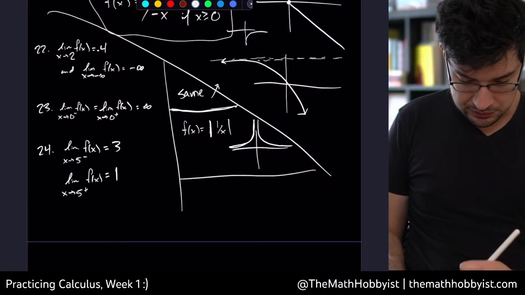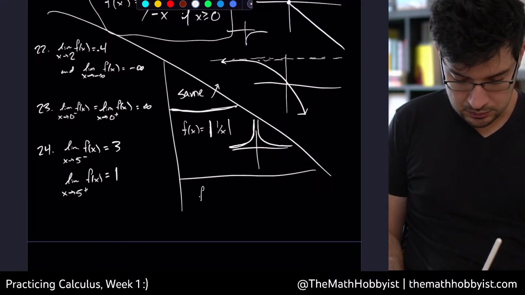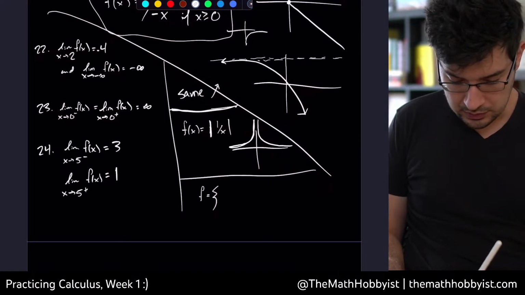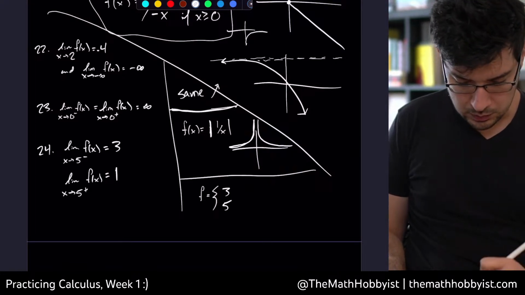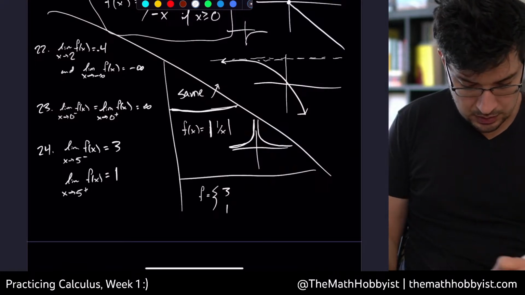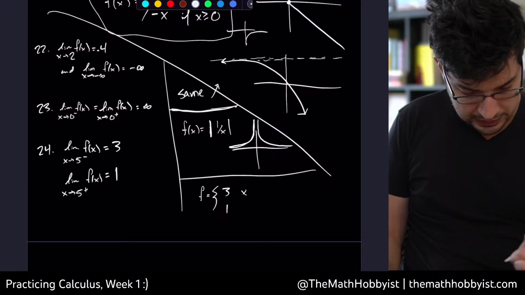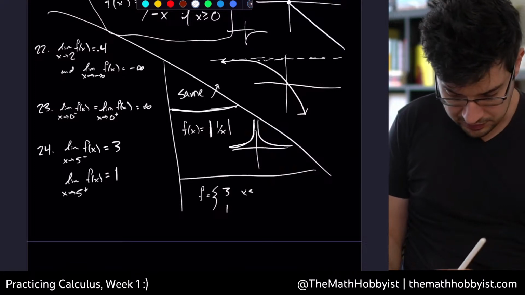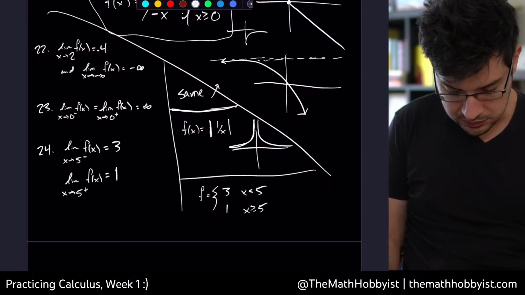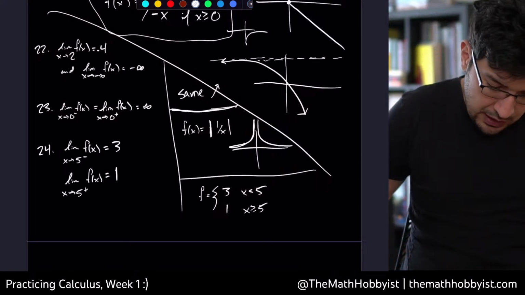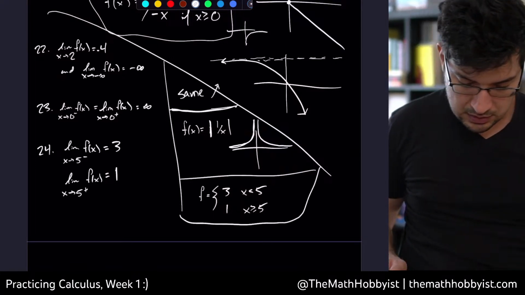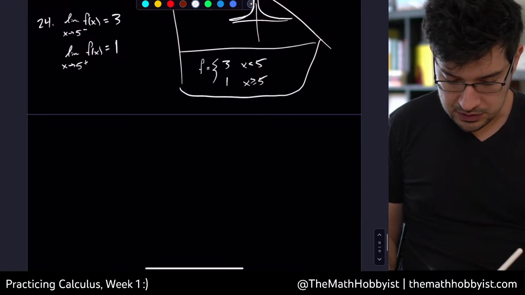Again, piecewise function. Define it in two cases. It's either 3 or 1. It's 3 anytime that x is less than 5, and it's 1 anytime that x is greater than or equal to 5. Or it could be undefined at 5, like whatever. You can come up with whatever function you want.